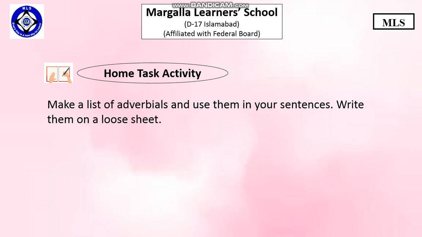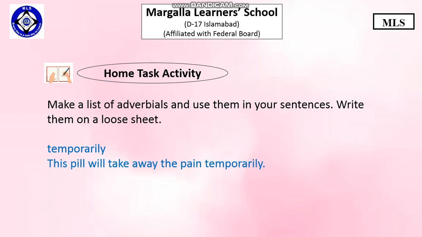I have chosen one word and made its sentence for you. For example, the word is temporarily. It is an adverbial. And the sentence is, this pill will take away the pain temporarily. Similarly, make at least 5 sentences. First, make a list of the adverbials and then use them in the sentences.